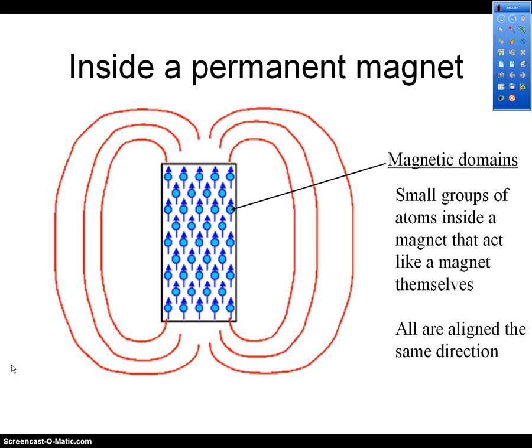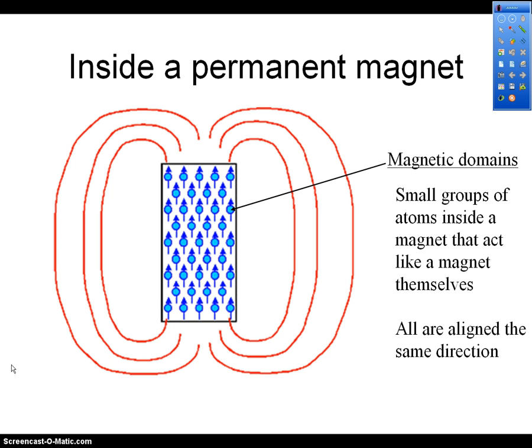So inside a permanent magnet, there are areas within that magnet where the atoms all kind of act together. We call them magnetic domains. And those are just small groups of magnets that act like little magnets themselves. And in a permanent magnet, all the magnetic domains get lined up the same way. They're all aligned with their norths pointing one way and their souths pointing another way. So all your magnetic domains are all permanently aligned in a certain direction.